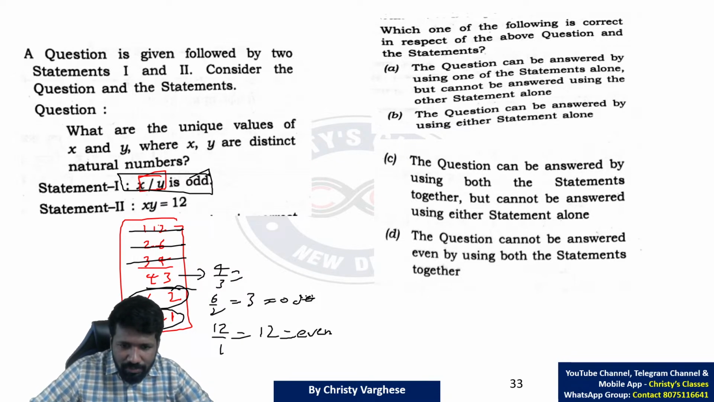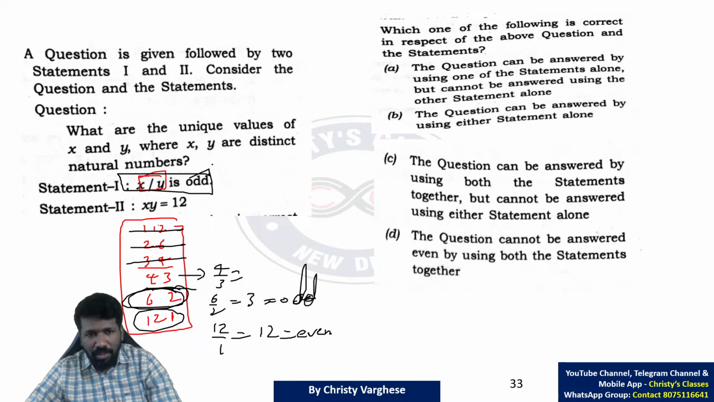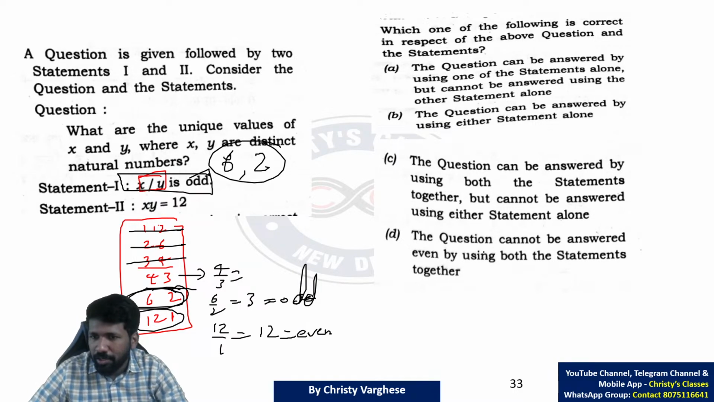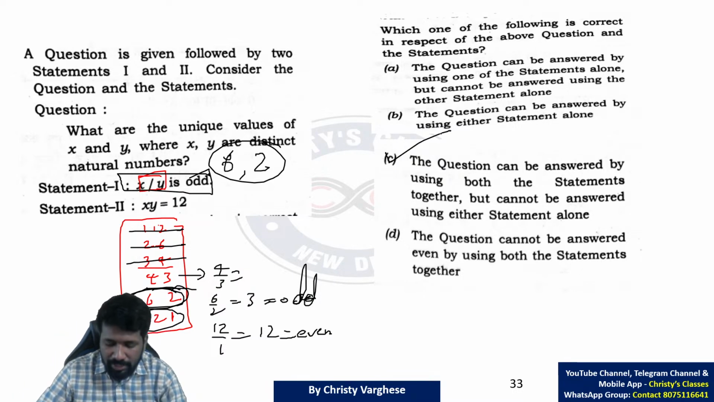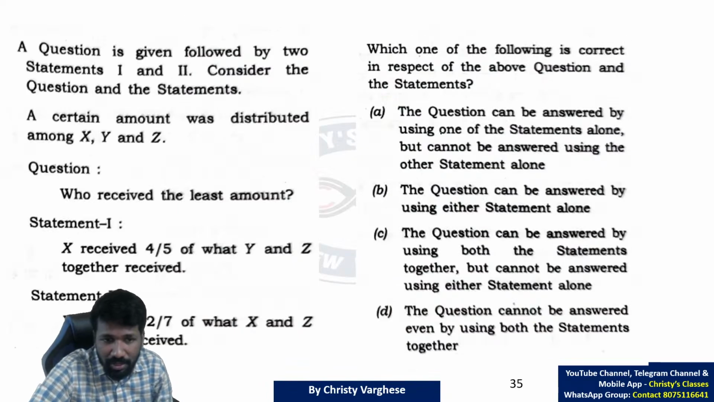The only case where you get odd number is 6 and 2. X being 6 and y being 2. So x and y value 6 and 2, you can easily find it. So statement 1 and 2 both are needed to answer this. That is option C is the correct answer. Then so this basic arithmetic of odd and even is very important.